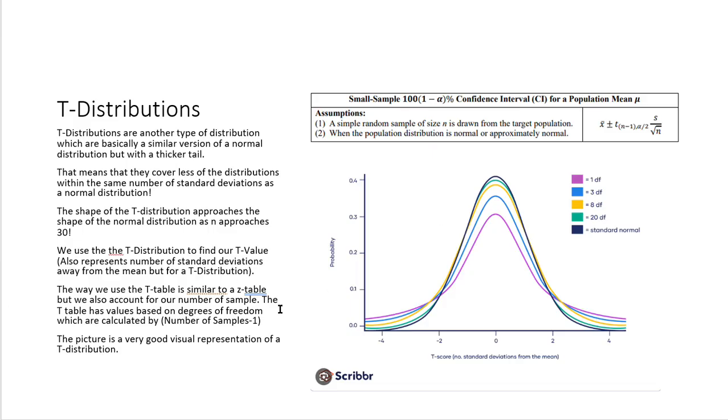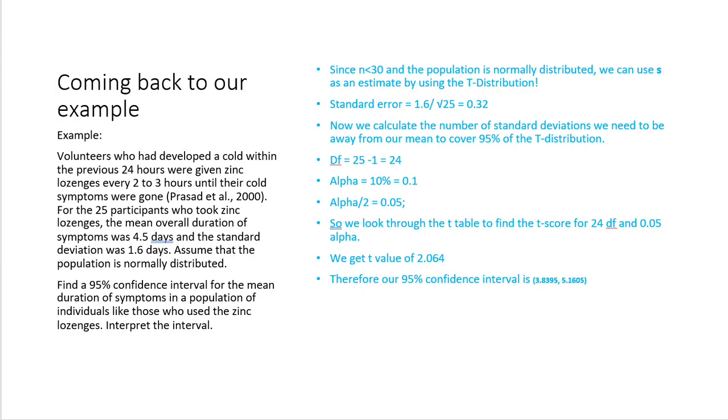Perfect. So we use the t distribution, and we can see here that we use t with the degrees of freedom, and we do the same thing, alpha by 2. We get the z score the same way, but we also have to look at the table and make sure we're looking at the right number of samples, or the degrees of freedom. So let's look at the question. So now what we're going to do is calculate our standard error.